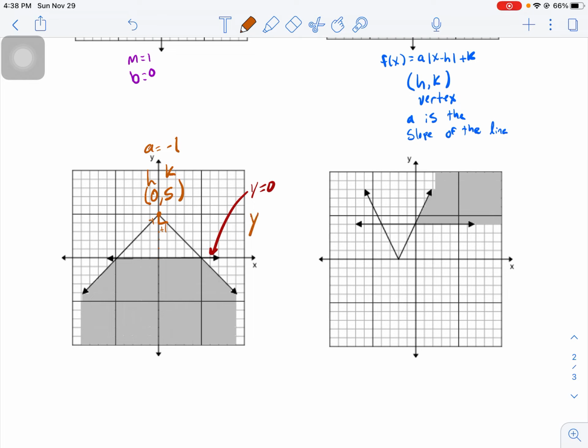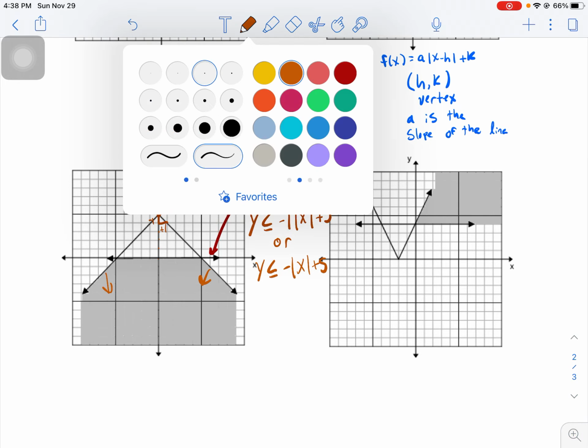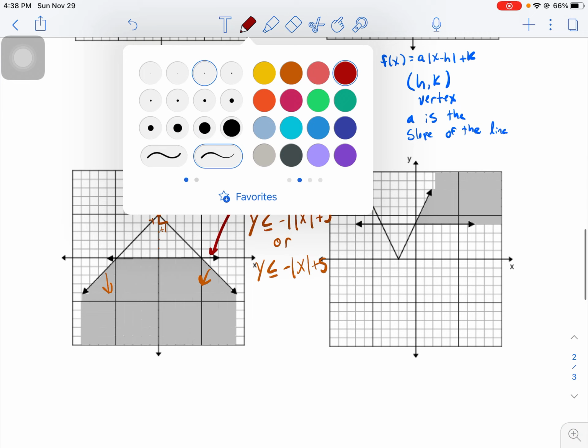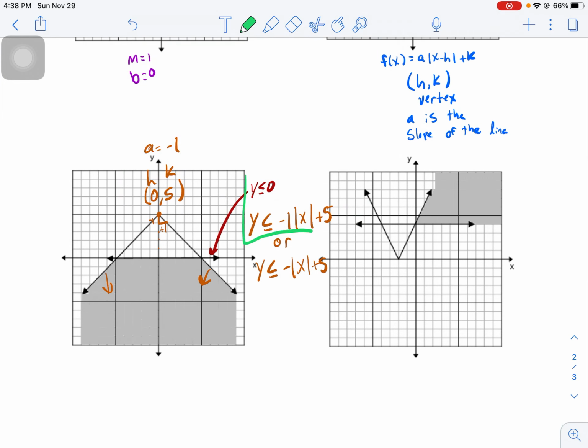Then we have y, and shading is below the line, so y is less than or equal to, and then a value is negative 1, absolute value of x plus 5. Or you can write this as y is less than or equal to negative absolute value of x plus 5. You don't necessarily need the 1. I'm realizing that I forgot to say if it was shaded below or above. It is shaded below, so we'd say y is less than or equal to. Then our solution is right here. This is the system of linear inequalities.